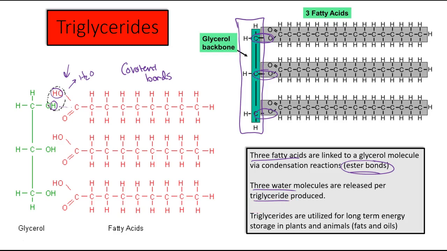And like I said in the last slide, the triglycerides are perfectly structured to allow them to store energy long term in both plants and animals. Now, fats are obviously stored in animals, and oils are stored in plants. How do you know? When you go to the store and you look at the vegetable oil aisle and you see all the different varieties of oils like canola oil and safflower seed oil and olive oil and even vegetable oil, those are all plant derived.